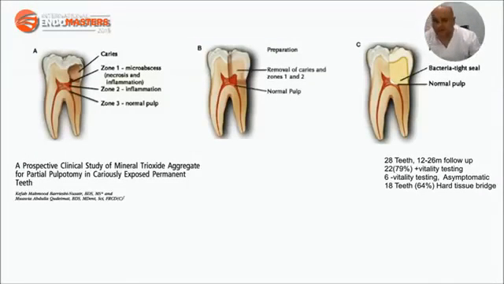In a prospective clinical study of MTA partial pulpotomy in 28 teeth with a follow-up examination period of 12 to 26 months, 22 teeth, that's 79%, responded positively to vitality testing. The other 6 didn't respond, however, no complaints of pain or tenderness to percussion were noticed. A hard tissue bridging was observed in 18 teeth, that's 64% of the cases.